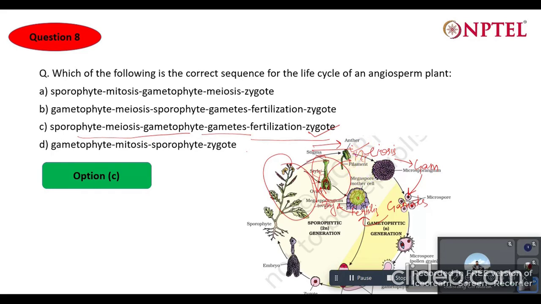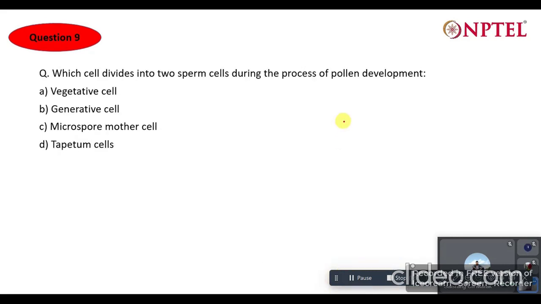So here they produce the microspore as well as the megaspore that represent the gametophyte, and from that the pollen grains and the embryo sac develop, and after the fertilization zygote is formed, and zygote develops into this sporophyte. So now comes question 9.